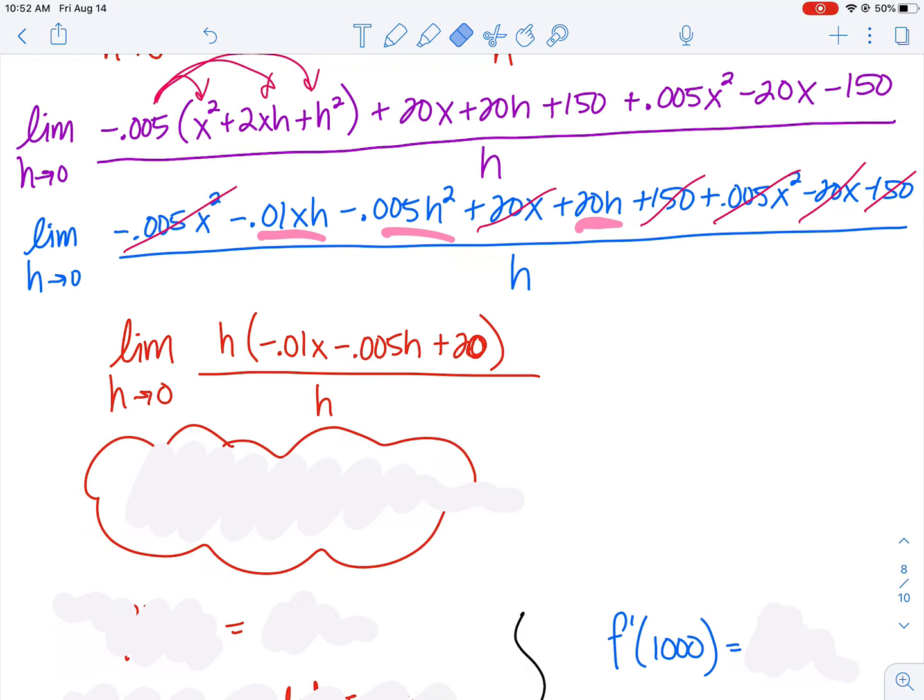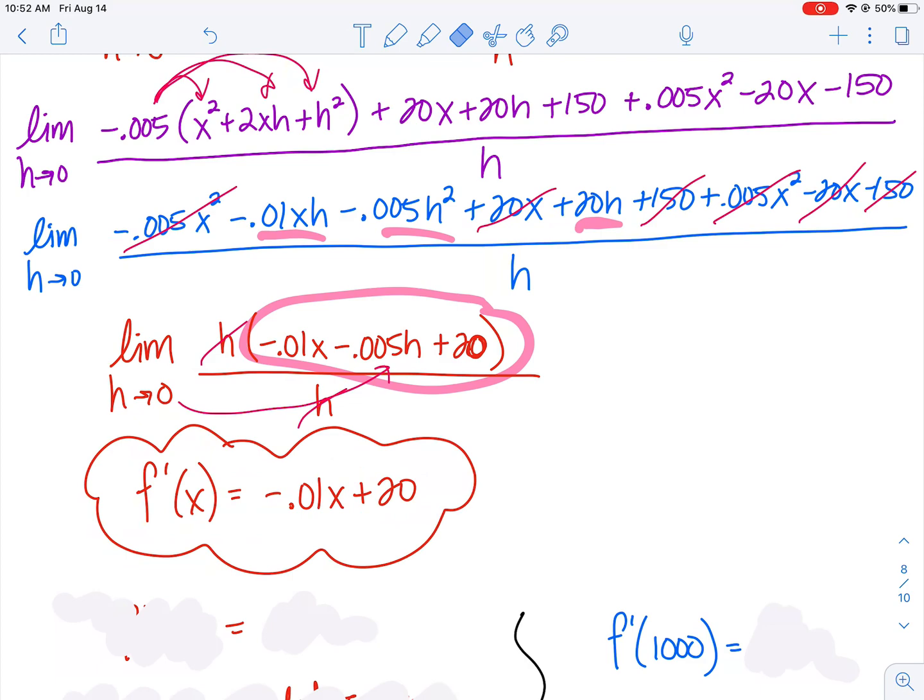I would have left over a negative 0.01x minus a 0.005h plus a 20. The h in the numerator and the h in the denominator reduce, and so then I have the limit of this leftover piece. I can smush my 2 points so close together by applying that limit process. Let's plug in a 0, and I end up getting the derivative as negative 0.01x plus 20.